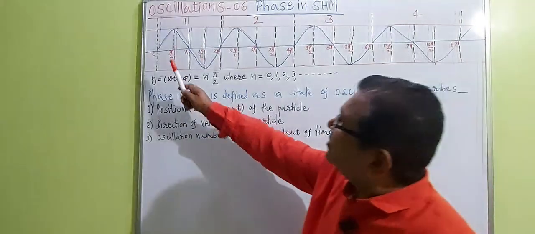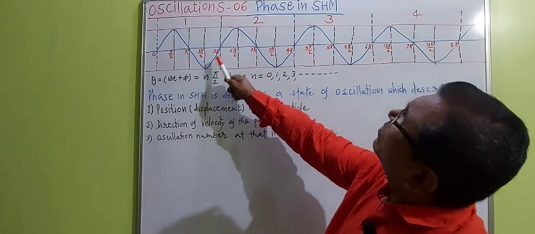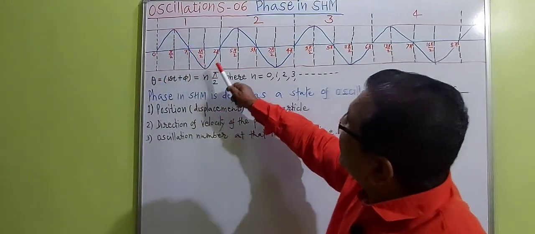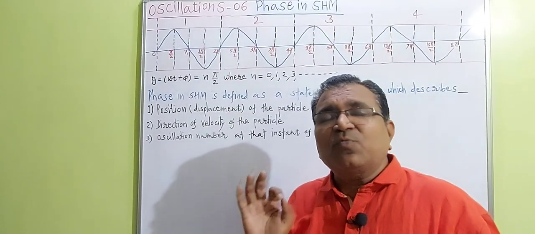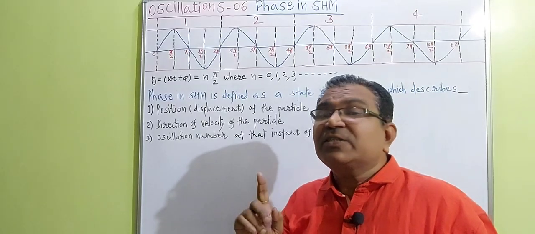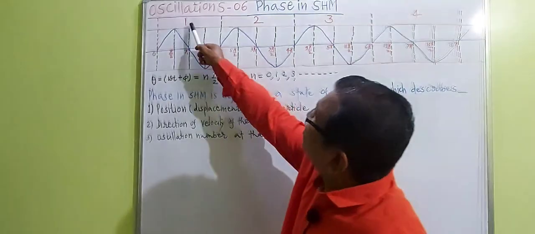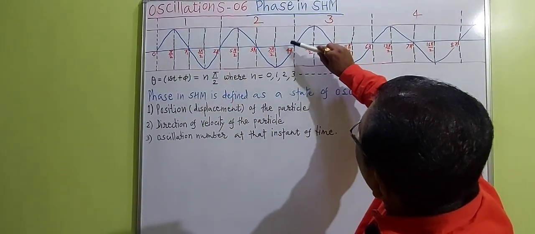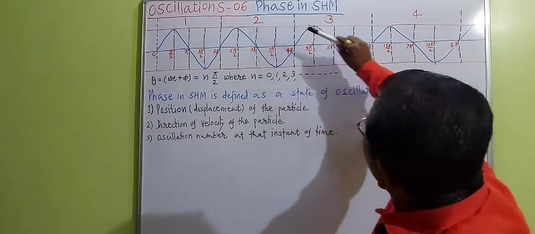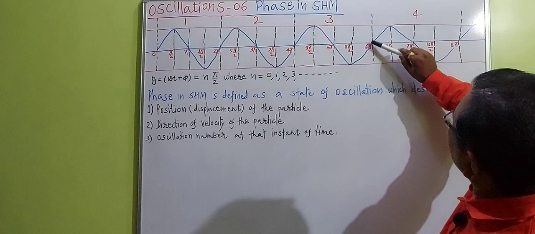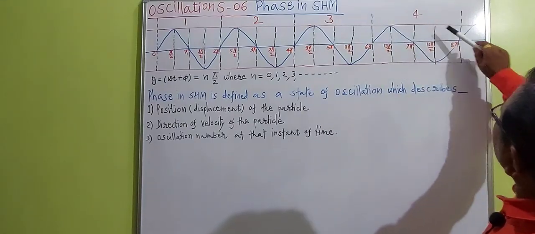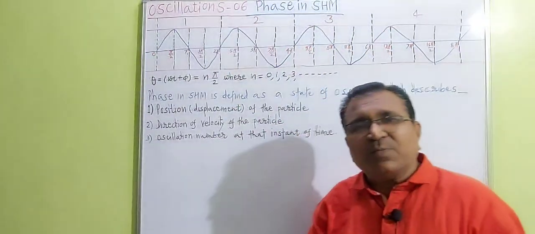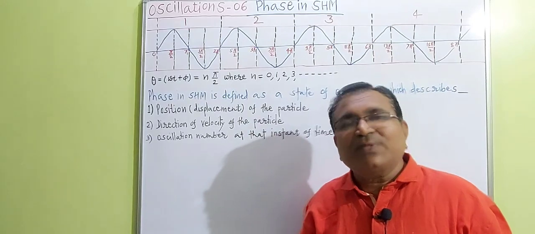So here 0, pi by 2, pi, 3 pi by 2, 2 pi, 5 pi by 2, 3 pi, and so on. And for every 2 pi interval, by covering 2 pi radians, the particle completes one oscillation. So here is one oscillation. After again 2 pi, that means when the particle completes phase 4 pi, it is the second oscillation. Up to 6 pi is the third oscillation. Up to 8 pi is the fourth oscillation. So 1, 2, 3, 4, that is the oscillation number that I have quoted over the head of the graph.